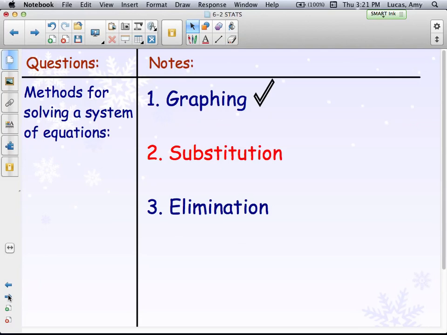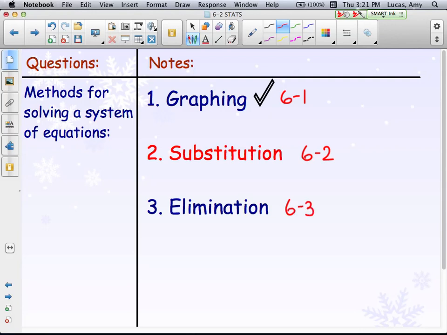Now, how we're going to use substitution, we're going to be working with our systems. So like I said before, we've already worked on graphing. That was in lesson 6.1. So now substitution we're going to work on in 6.2, and then in 6.3 and 6.4, we will work with elimination. The idea is that by the end of this chapter, you should really walk away with 3 different options for solving a system of equations.